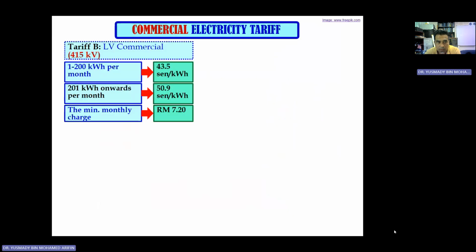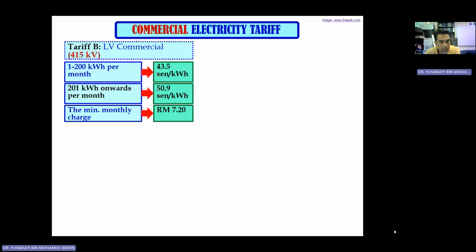Okay, commercial electricity. So we have tariff B for low voltage commercial, where the voltage is around 415 volt. So we have 1 to 200 kilowatt hours per month, the rate is 43.5 cents per kilowatt hour. 201 and above, 50.9 cents per kilowatt hour.